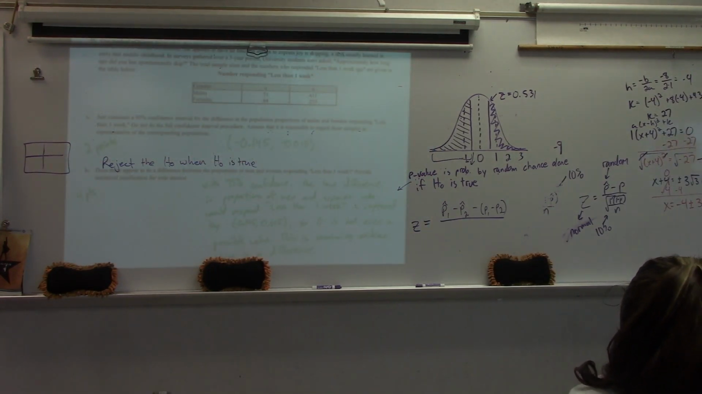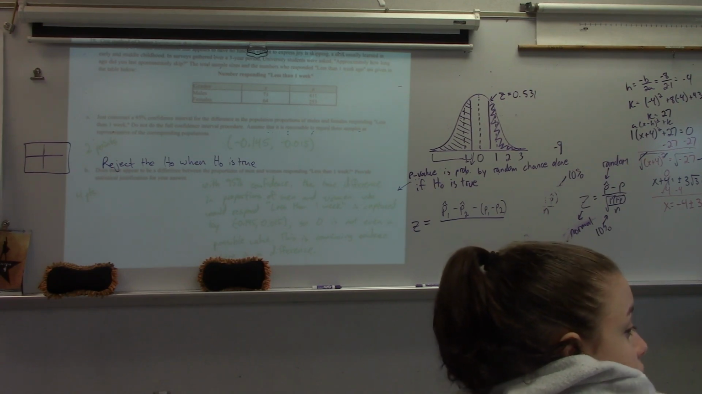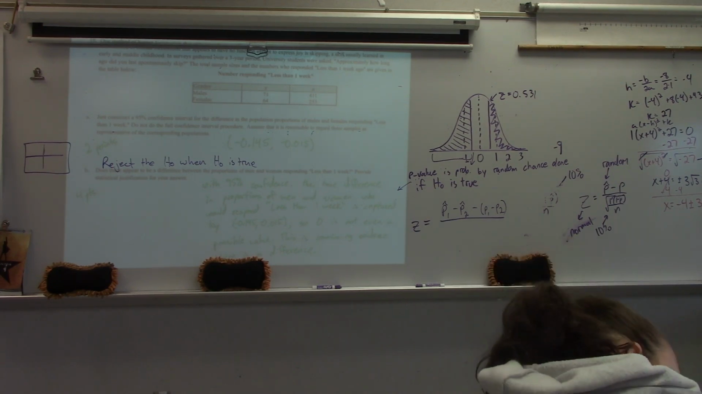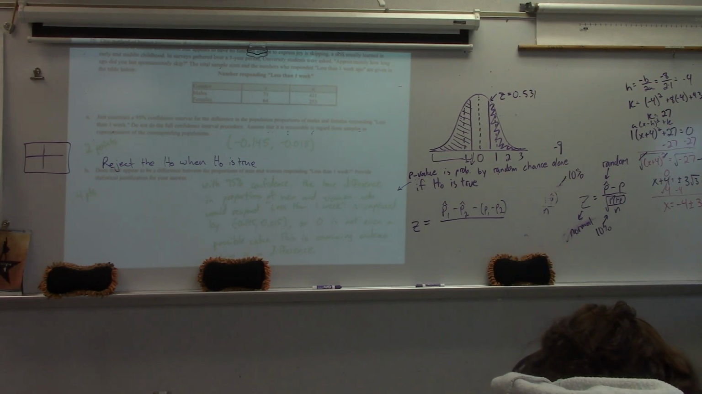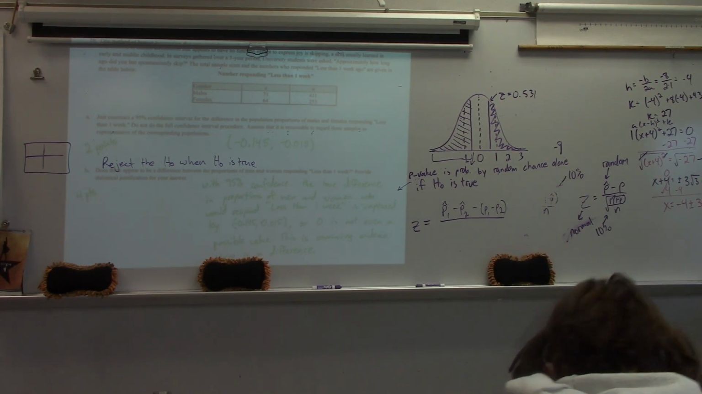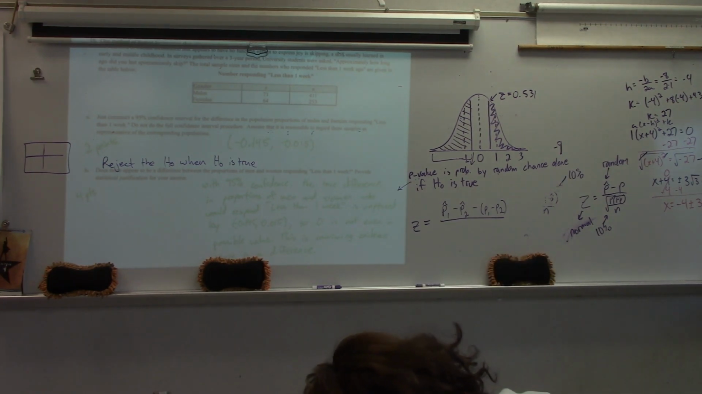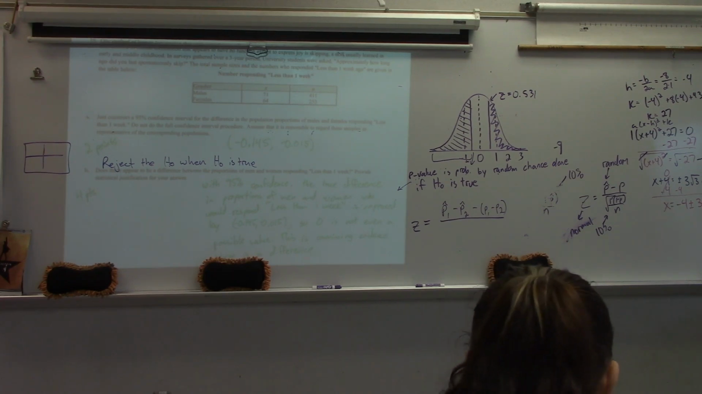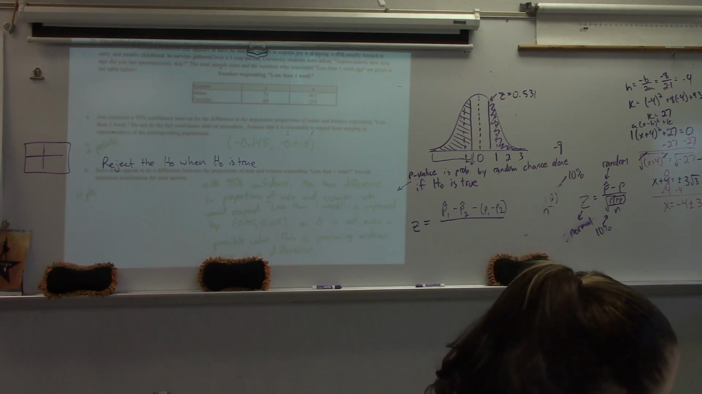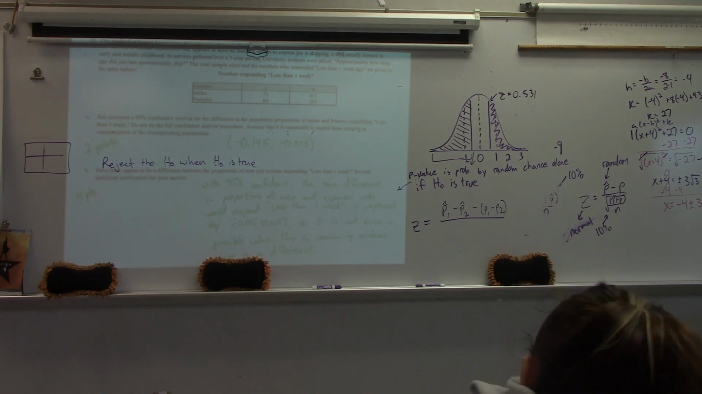Hey guys, remember for this one, you said type 1 is when we reject the null and the null is true, and type 2 is when you fail to reject the null, but the alternative is true. Okay? Guys, for part A here, you didn't have to do the state, plan, do, conclude, you just had to put it into the calculator, right?